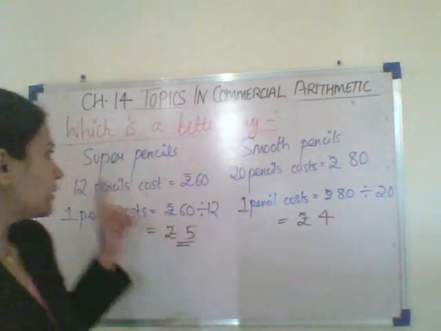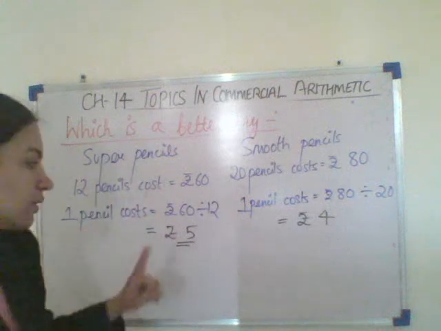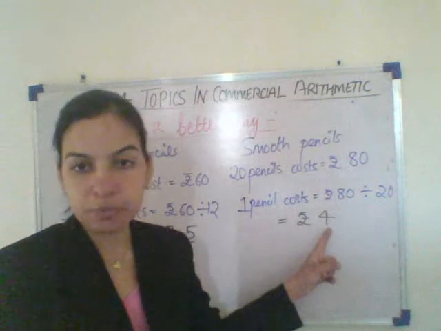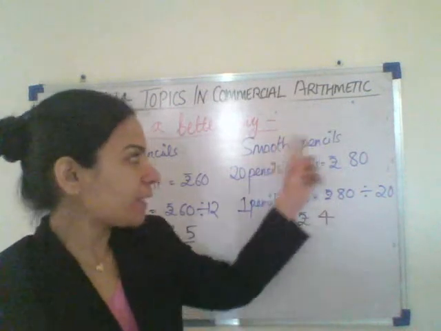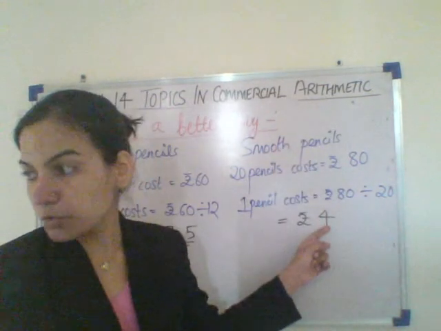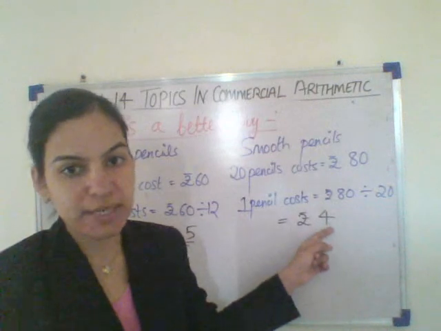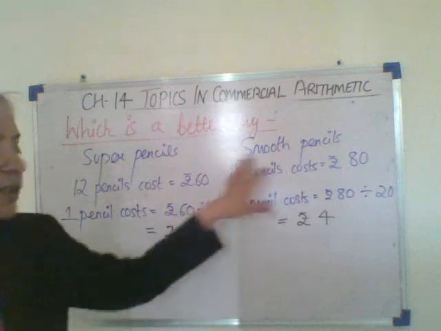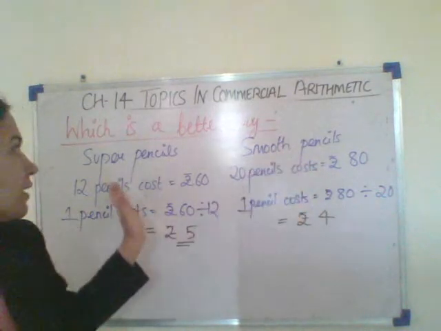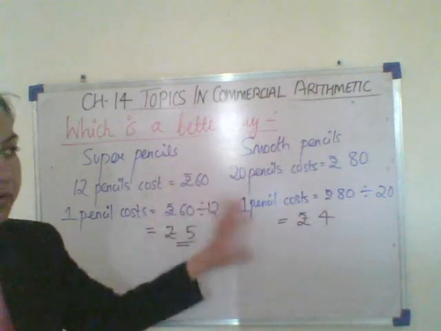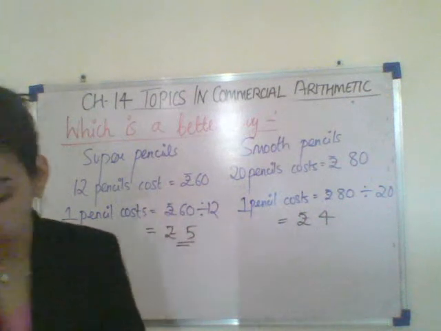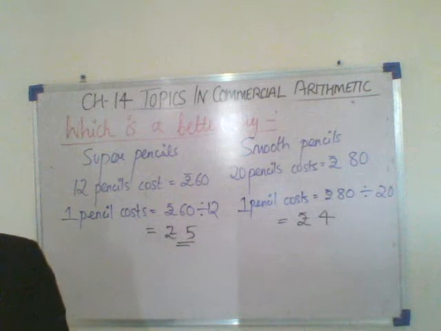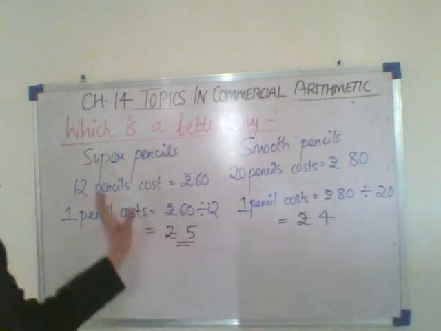So here the super pencil is rupees 5 per pencil, and here one pencil is rupees 4. So the smooth pencil is better for me to buy, because it is 1 rupee less as compared to the super pencil. So I will be buying the smooth pencil. In this way we can know which one is better to buy. So students, in exercise 14A, the questions are based on the unitary method and which is better to buy.